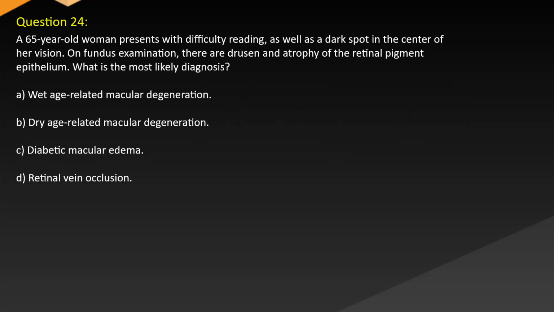Question 24. A 65-year-old woman presents with difficulty reading as well as a dark spot in the center of her vision. On fundus examination, there is iridescence and atrophy of the retinal pigment epithelium. What is the most likely diagnosis? A. Wet age-related macular degeneration. B. Dry age-related macular degeneration. C. Diabetic macular edema. D. Retinal vein occlusion.